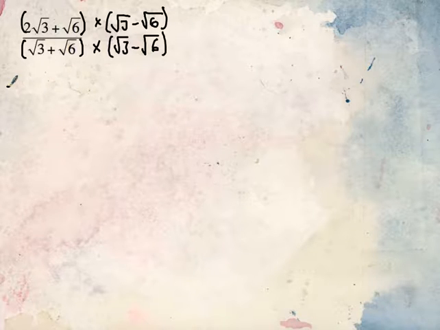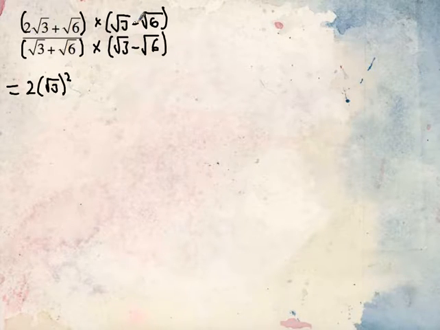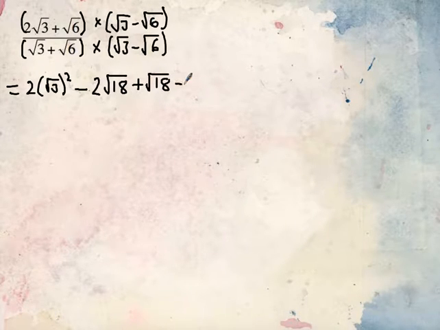Okay, in the numerator, I get 2 root 3 times root 3, so I get 2 root 3 squared. 2 root 3 times minus root 6 will give me minus 2 root 18. Root 6 times root 3 will give me plus root 18. And then root 6 times minus root 6 gives me minus root 6 squared.